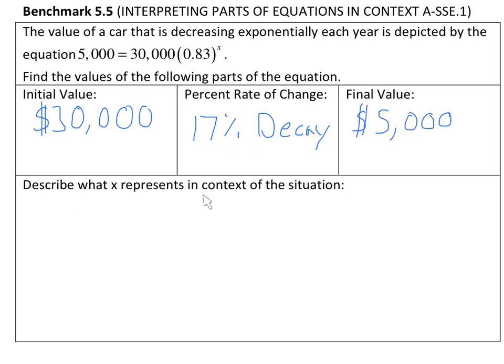So what does X represent? Well, X is time. So describe it in context of the problem, though. Well, the whole problem is, let's put this all together into one statement. And here's what I mean by that. This is talking about a car that is decreasing at 17% a year, and it wants to know how many years it would take for the car to be worth $5,000.